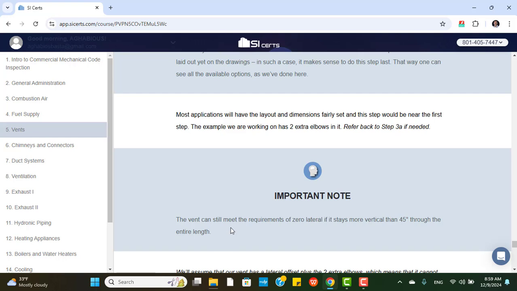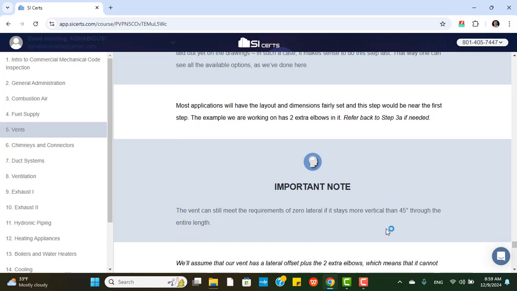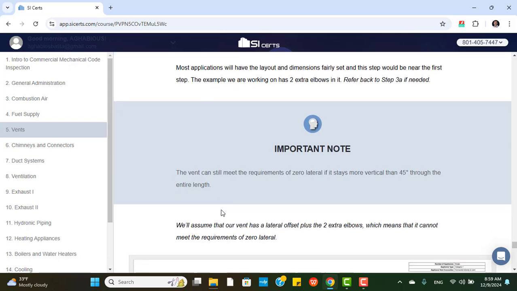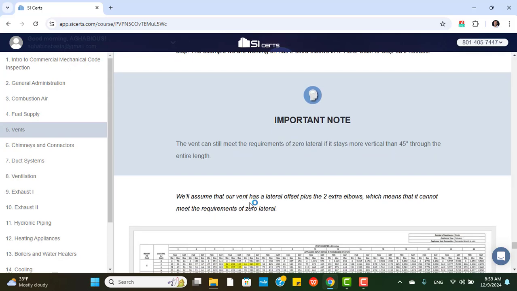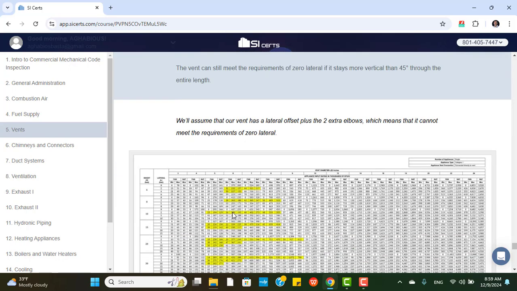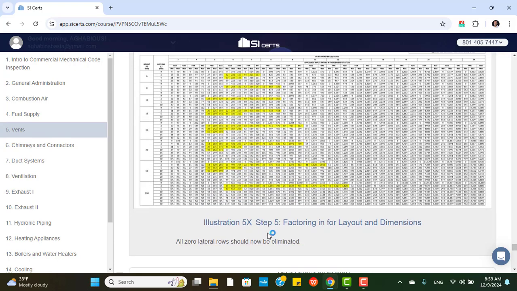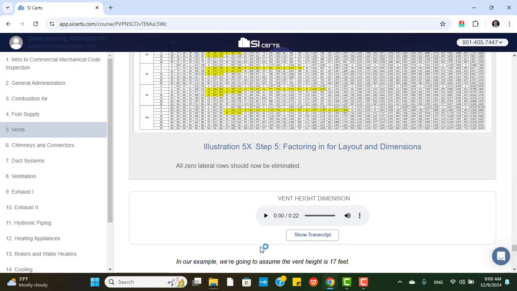Important notes. The vent can still meet the requirements of 0 lateral if it stays more vertical than 45 degrees through the entire length. We will assume that our vent has a lateral offset plus the 2 extra elbows, which means that it cannot meet the requirements of 0 lateral. Illustration 5x, step 5, factoring in layout and dimension. All 0 lateral rows should now be eliminated.